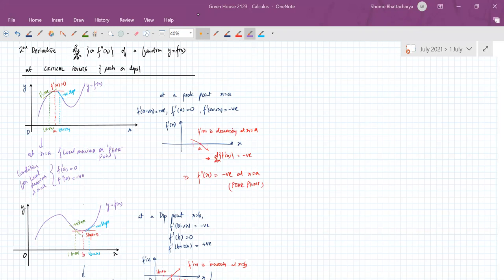Yes. So, sir, we need to consider a point, like at a point, if it was a peak point or a dip point, so we take another point plus delta x and see if it is decreasing or increasing. No, that is for the explanation.